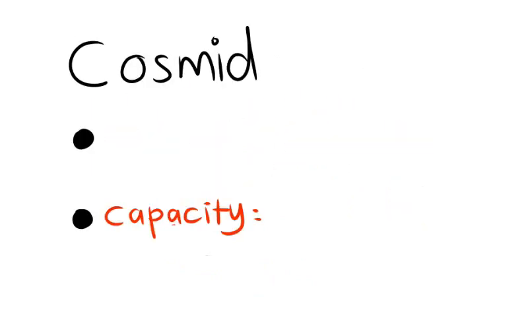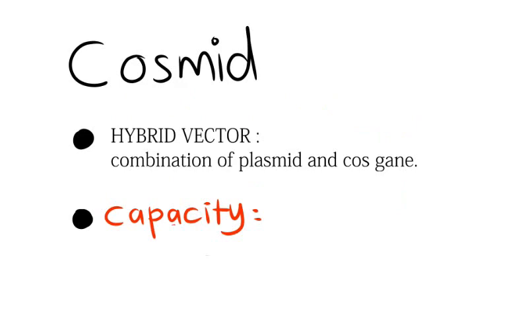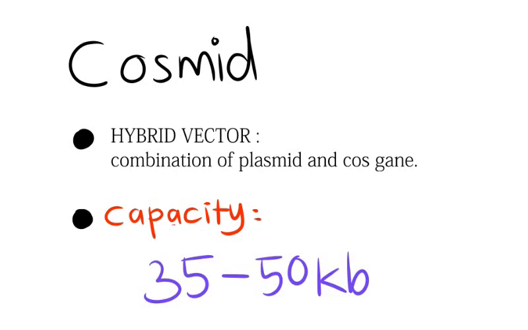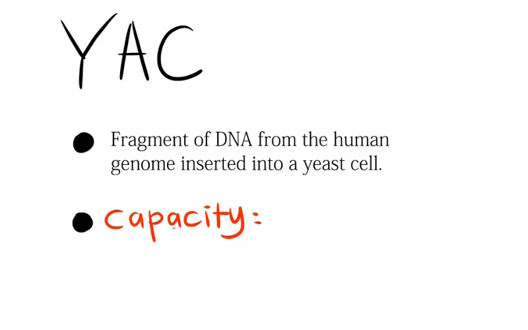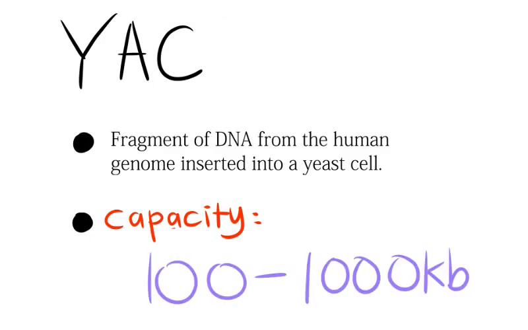Next, we can use cosmid, which is a hybrid vector, a combination of plasmid and the cos gene of phage DNA from bacteriophage. The cloning capacity is 35 until 50 kilobase pair. Last but not least, we can use YAC. YAC is a fragment of DNA from the human genome inserted into a yeast cell. YAC has the biggest capacity, which is 100 until 1000 kilobase pair.